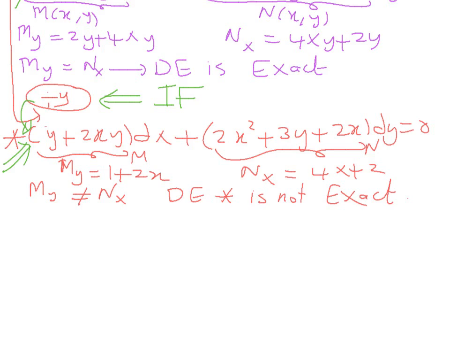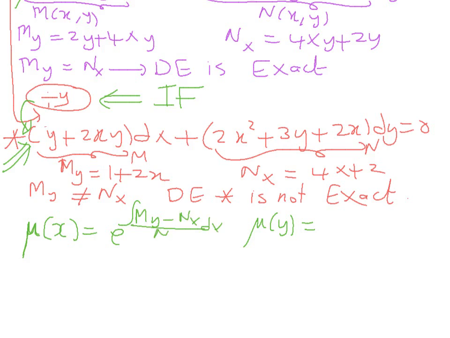To find an integrating factor, you have to use the following two rules. We will call the integrating factor mu. You can find an integrating factor if it is a function of x only or a function of y only. If it's a function of x, you can find it using the formula (M_y minus N_x) divided by N dx. And if it is a function of y, you can find it using the formula (N_x minus M_y) divided by M dy.